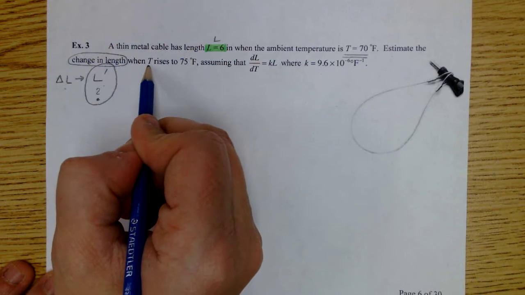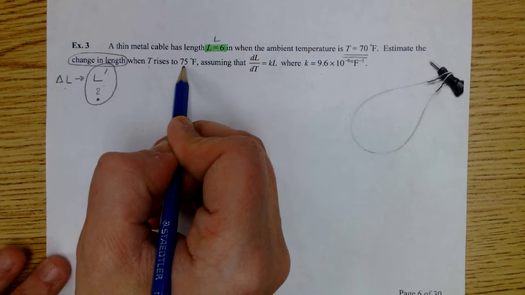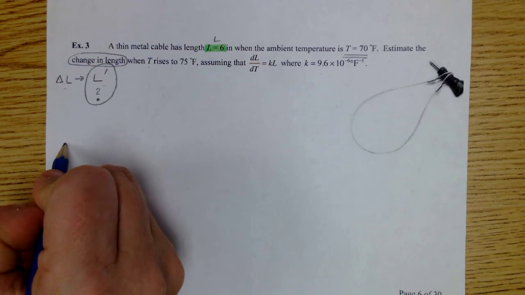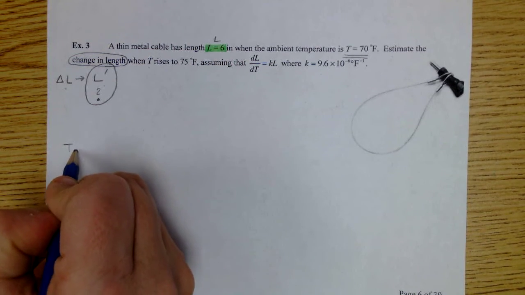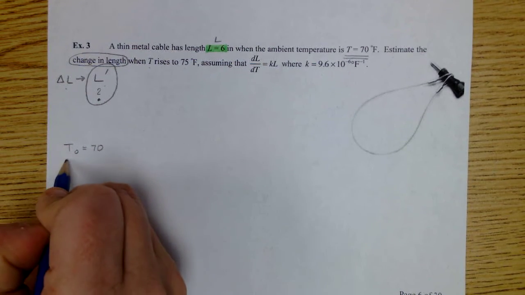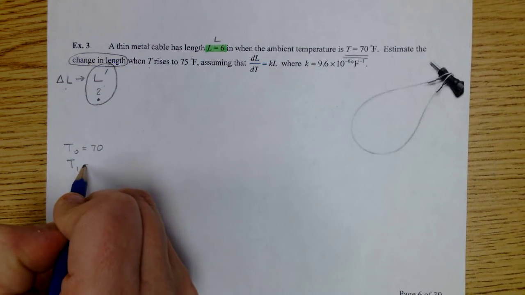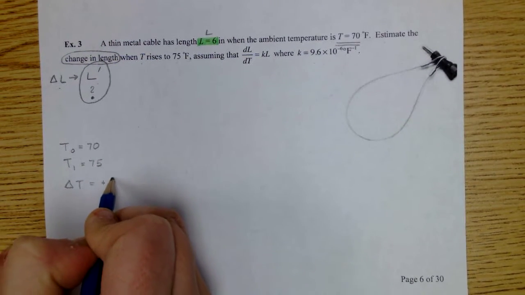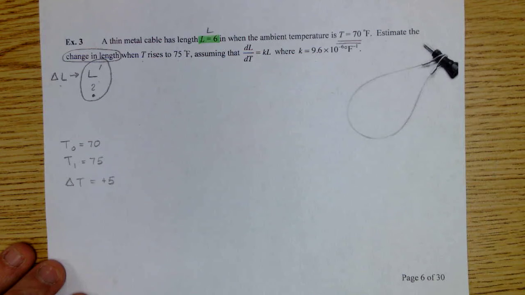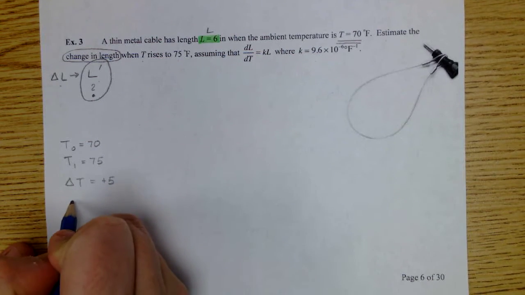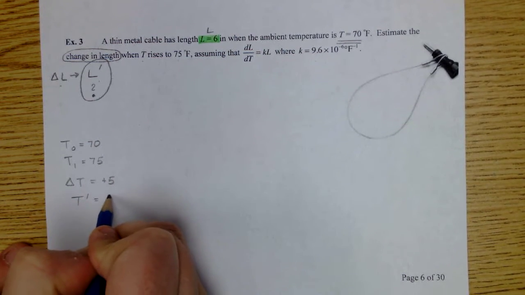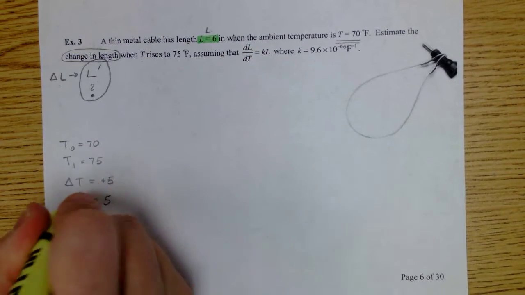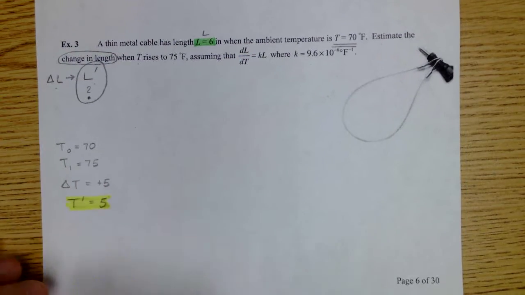We're also told that the temperature rises to 75 degrees. Okay? So I have a T initial, T at time 0, which is 70. I have a T at time 1, which is 75, which means my delta T is equal to plus 5, the change in temperature. Delta T is also known as T prime. So now I have a second variable defined, T prime.